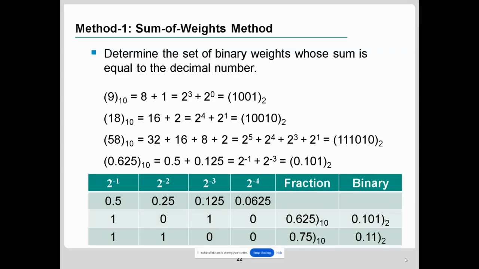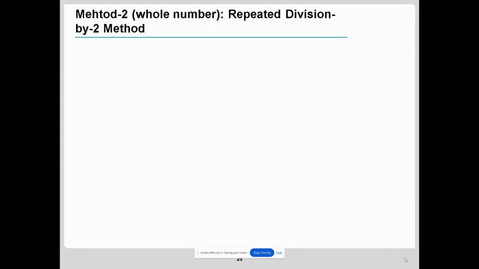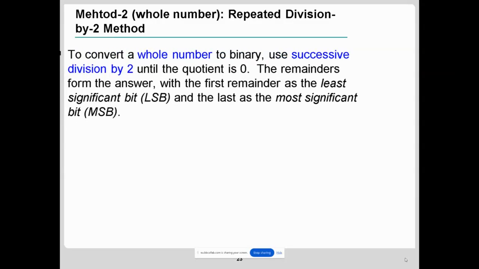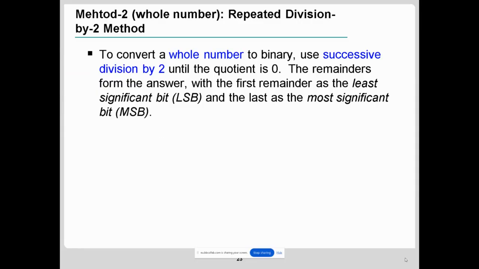And the second thing, 0.75. How can we get 0.75? 0.5 plus 0.25. So 0.5 plus 1, so this is 0.11. Got it? Should we proceed? Okay. Now this is also a very simple thing, which is called the repeated division by 2 method. How can we convert it? It's a very simple example.